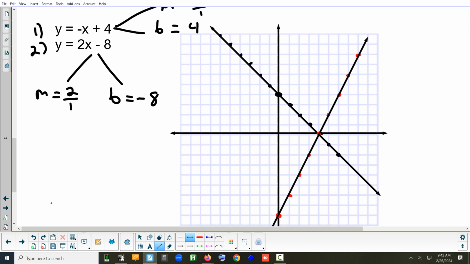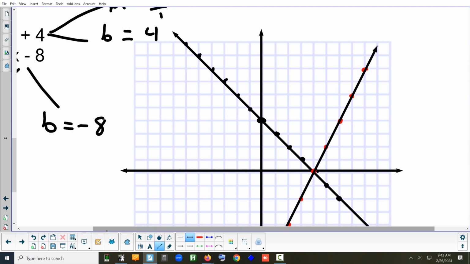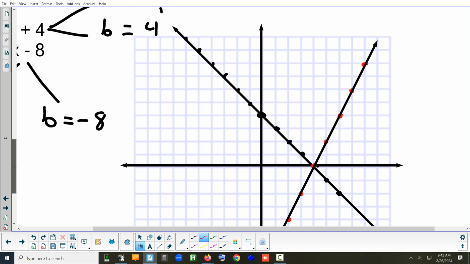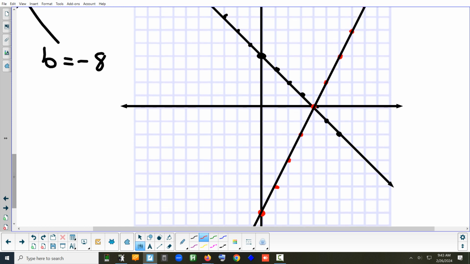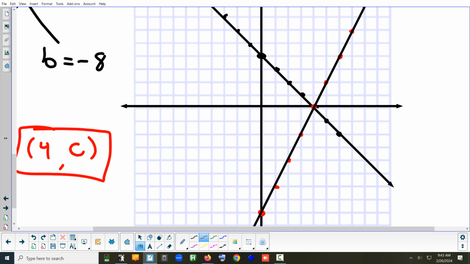Okay, so we should check it. We're not going to check this one. But where does it look like those two lines cross each other? Around 4, 0. All right, so how are we going to write the coordinate? 4 and 0. 4 to the right, and then there's no up or down. So the answer is 4, 0. If you check that, I'm pretty sure it would work.